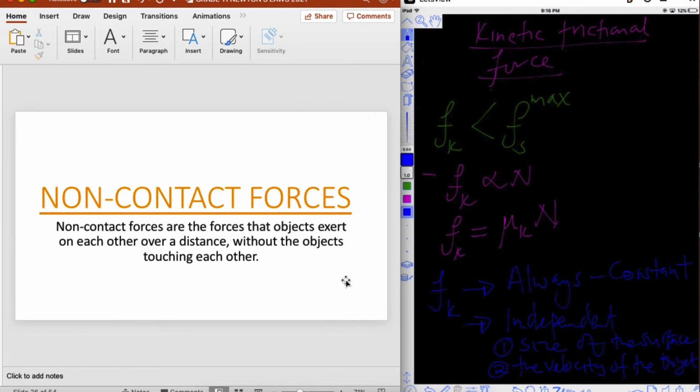Now, moving on to non-contact forces, we're just going to explain these ones briefly because non-contact forces are not going to be used in our calculations using Newton's laws of motion.